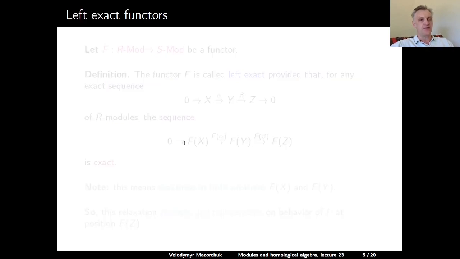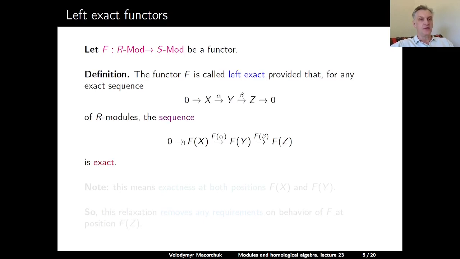We define left exact functors in a similar but dual way. So let F be a functor from R-mod to S-mod. Definition: we say that the functor F is left exact, provided that for any short exact sequence of R modules as follows, so 0 goes to X, then by alpha to Y, then by beta to Z, and then to 0, the following induced sequence of S modules should be exact. And here is the sequence: 0 goes to F(X), then by F(alpha) to F(Y), then by F(beta) to F(Z), and that is it.